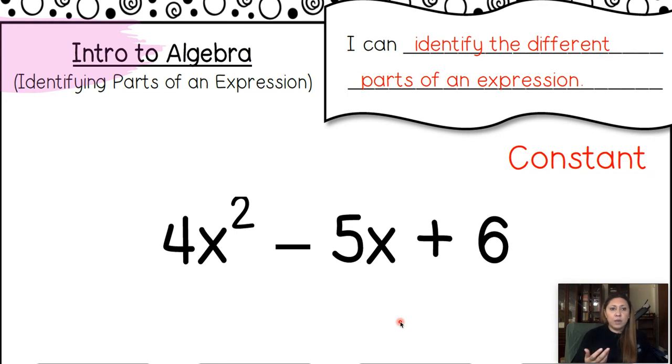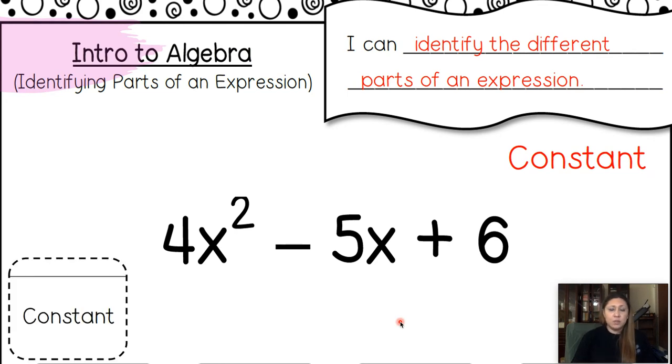And then the last vocab that we're going to be talking about is called constants. So what's a constant? A constant is a number that's by itself with no variable and never changes. What do I mean by never changes? Whatever the value of x is, if I plug in, let's say, a 4, then I can do -5 times 4. Now this term turns into a -20. So now it changed. But I can't do anything to this 6 to make it into a different number other than 6. That's why it's called a constant, because it will stay the same no matter what.